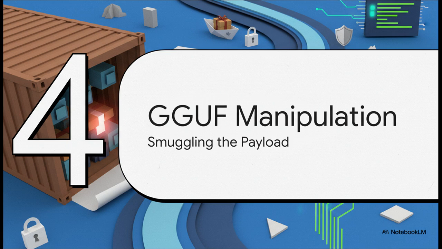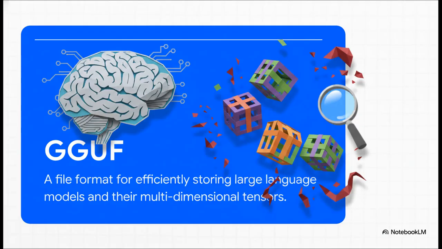All right, Section 4, GGUF manipulation and exfiltration. Let's see how attackers actually smuggle this payload. To really understand this attack, we have to look at the package it arrives in, which is the GGUF file. GGUF is just a standard file format used to store large language models efficiently. You can think of it as the brain of the model. Inside are tensors, which are essentially multidimensional arrays of numbers. But here's the catch. Because GGUF is just a binary format, there's no inherent validation. An attacker can manually craft a malicious GGUF file and tweak its header to falsely claim it holds millions of elements, even when the actual data inside is tiny.